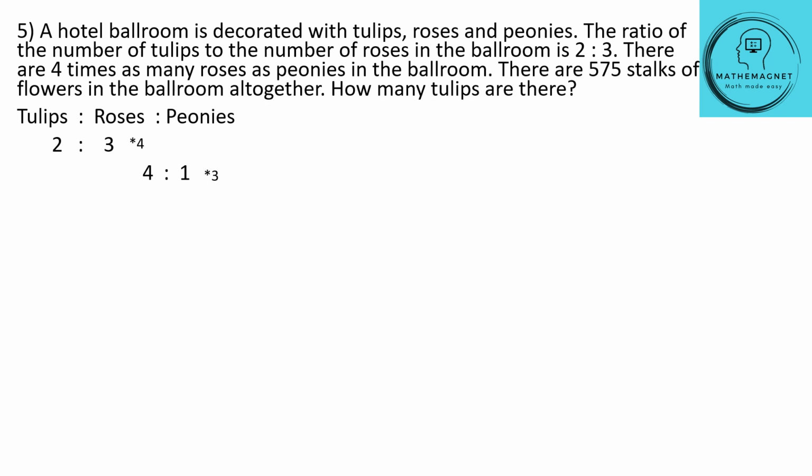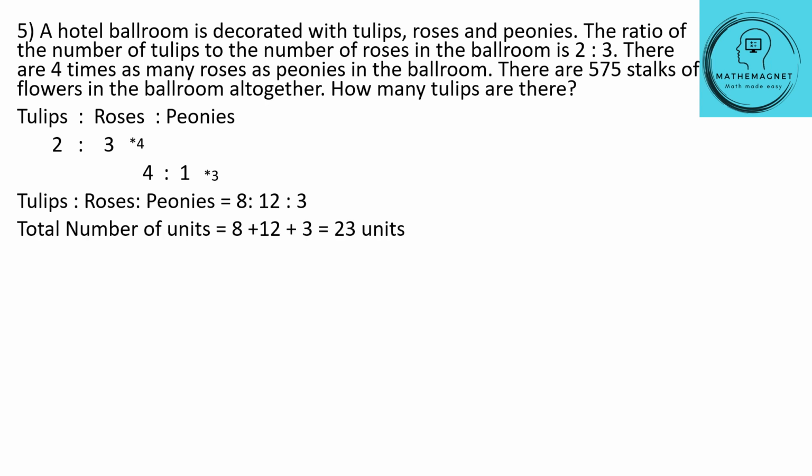So it becomes the ratio of tulips is to roses is to peonies. That is, when you multiply 2 is to 3 by 4 to make it 8 is to 12. And in the same way, 4 is to 1 we will multiply by 3 so that roses become 12. So it becomes 8 is to 12 is to 3. This will be the ratio of tulips is to roses is to peonies.